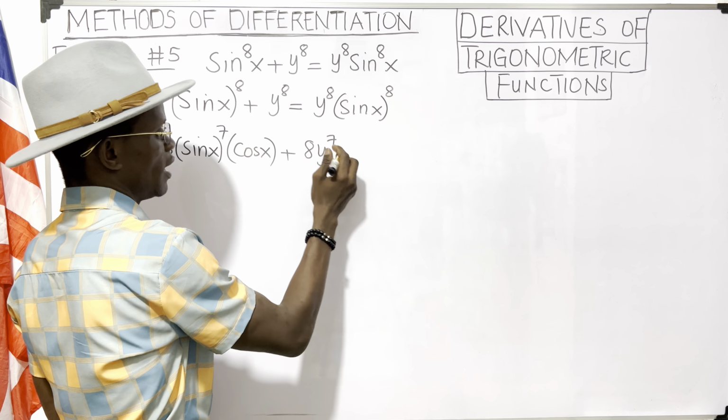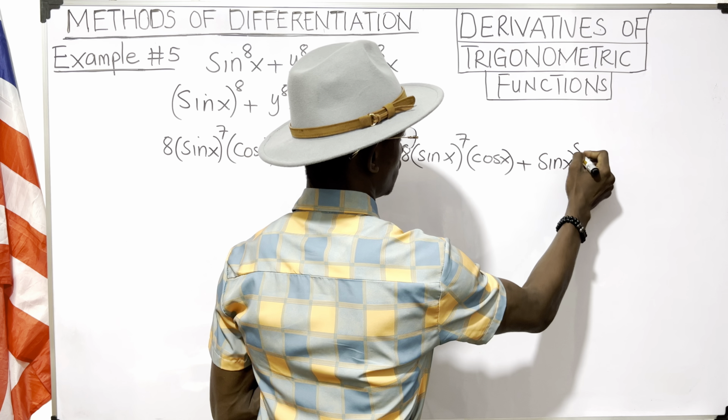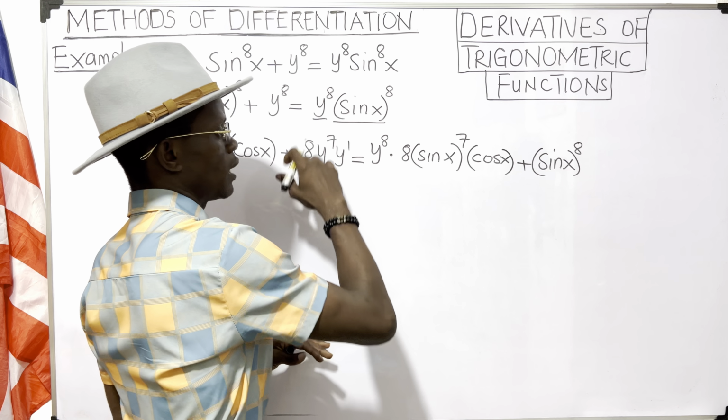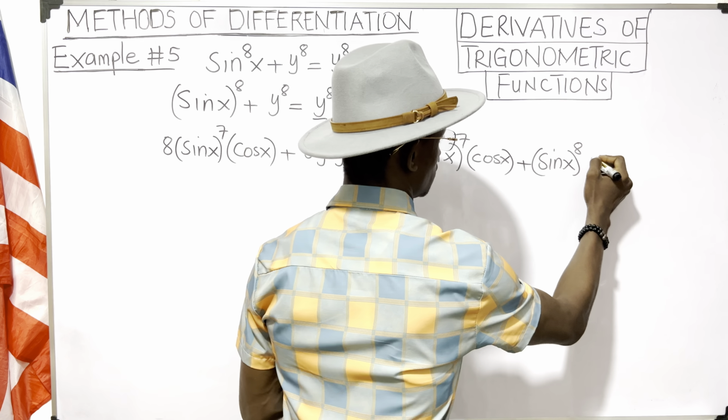That is, we hold one of the functions, let's hold y to the 8th, and we differentiate this one. We have 8 sine of x all raised to the 7th power now, times the derivative of sine of x, which is just cos of x, plus, since we held this one first, we will now hold sine of x raised to the 8th power. So it's sine of x raised to the 8th power times the derivative of y to the 8th power, which is just 8y to the 7th y prime. Now our next goal is to solve for y prime.